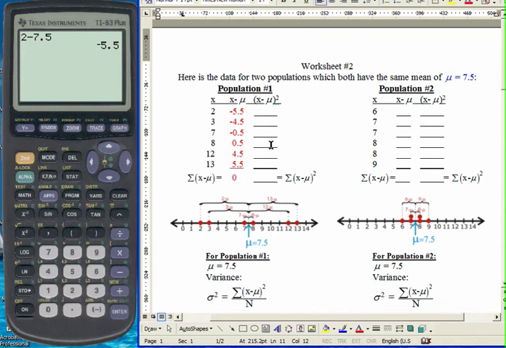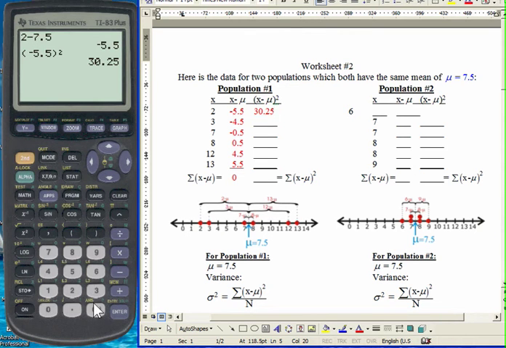Now, hopefully you're well aware that squaring a negative number is always positive. So over here on the calculator, I put in a negative 5.5, and I square it. It is a positive 30.25. So let's put that in.